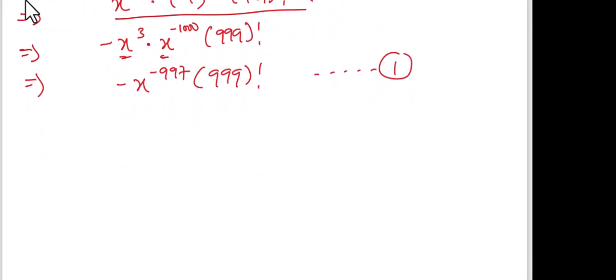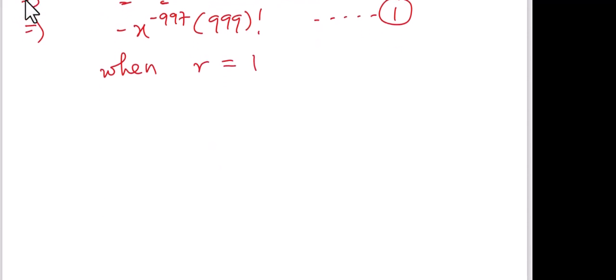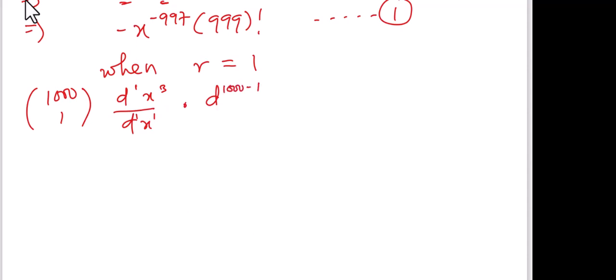So that's equation 1. Now when r is equals to 1, we have 1000 combination 1, d1 of x cube over dx power 1 times d. So here it will now be 1000 minus 1.